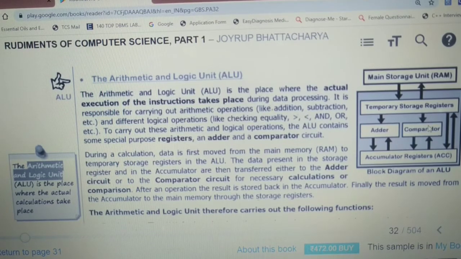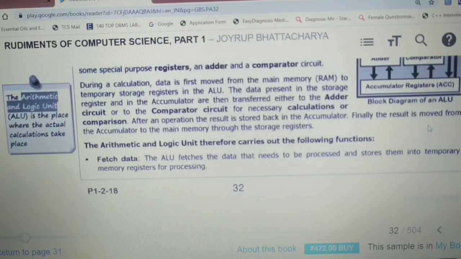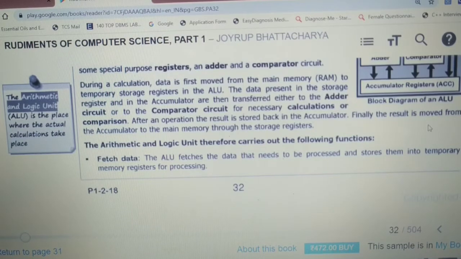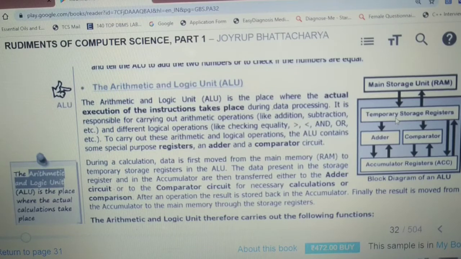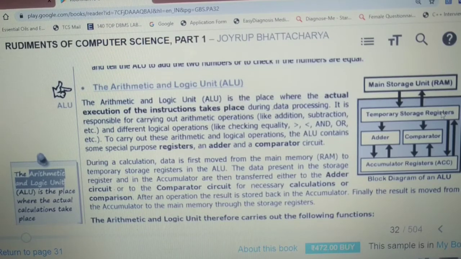Okay, so what are the functions performed by the ALU? Number one is fetch data. The ALU fetches the data that needs to be processed and stores it into a temporary memory register for processing. Okay, if you look at the diagram, there is a temporary storage. In the temporary storage, whatever instruction or data the ALU fetches is temporarily stored over here for further processing.